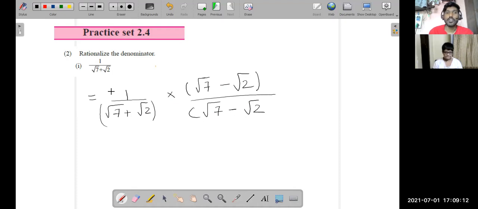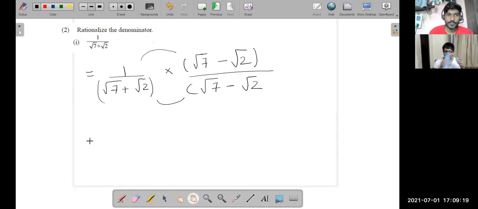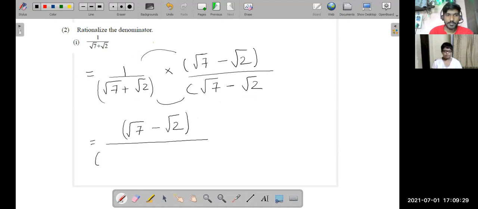Now you are multiplying two fractions, multiply numerator with numerator and denominator with denominator. So the numerator 1 into that bracket will remain the same. So the numerator becomes root 7 minus root 2 and the denominator will be written together, root 7 plus root 2 into root 7 minus root 2. Clear up to here?